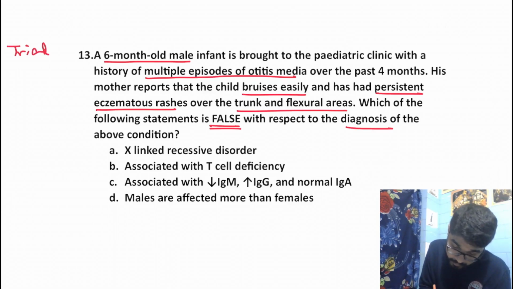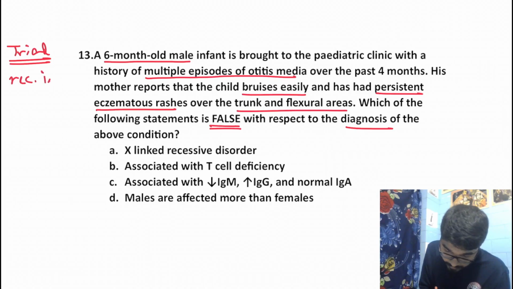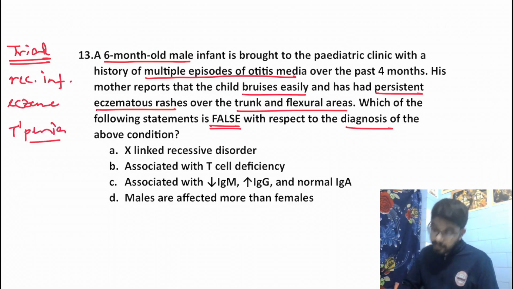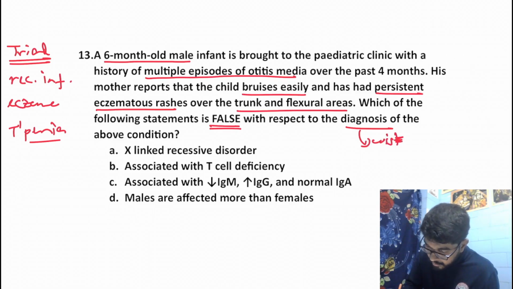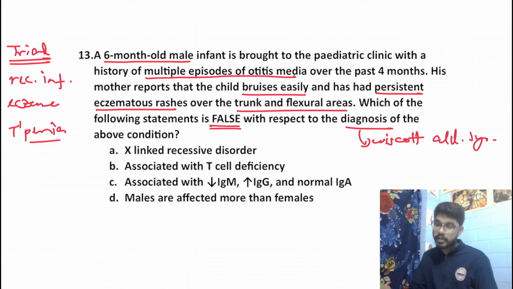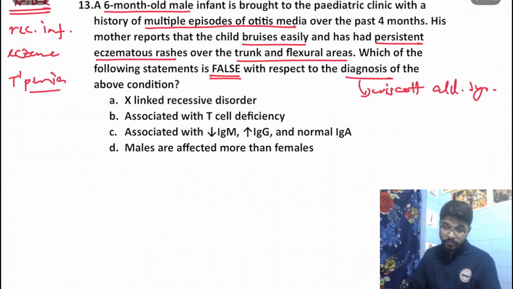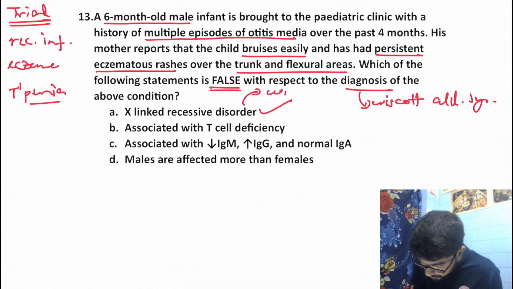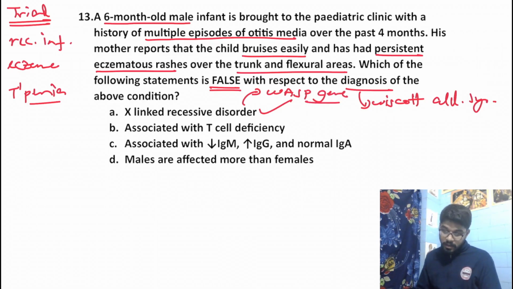Now, again, whenever we get the triad of recurrent infection, eczema, and thrombocytopenia, the first thing, or rather the only thing that should come to our mind is Wiskott-Aldrich syndrome. Okay. Now, certain important points about Wiskott-Aldrich syndrome. Which of the following is false? X-linked recessive disorder. Yes, Wiskott-Aldrich is an X-linked recessive disorder where we get a mutation of the WASP gene. Associated with T-cell deficiency, that's also a true statement.